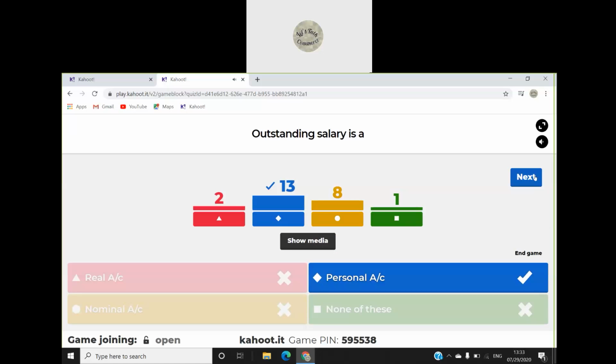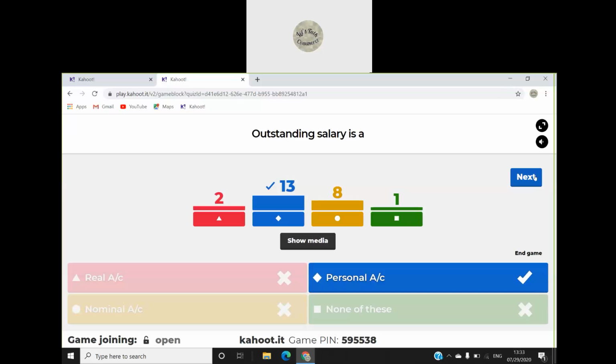Okay, time is up. Outstanding salary is a personal account. Salary is an expense, and if only the word salary is coming, then it is a nominal account. But because the word outstanding has been attached with salary, that means it is representing that person whose salary is still due. So we will say it as a personal account. It cannot be real. Real accounts are assets.